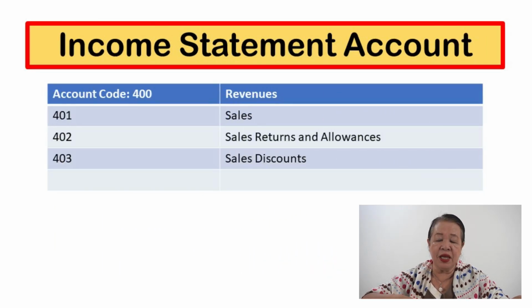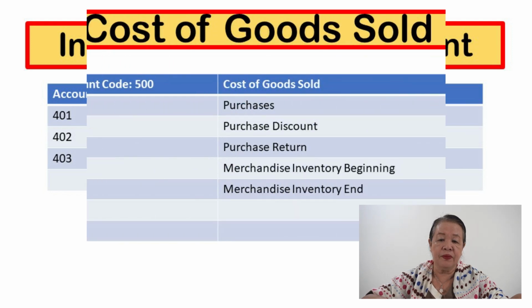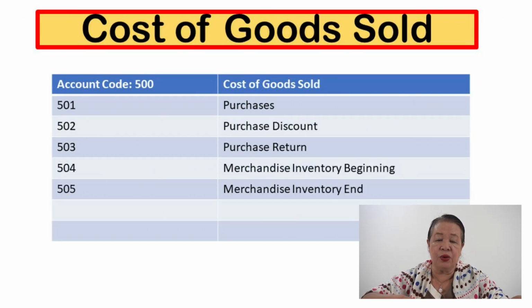For income statement accounts, we have account code 400. Sales is 401, sales returns and allowances 402, sales discounts 403. For the cost of goods sold, we have account code 500 since this is a general merchandise business. Purchases is 501, purchase discount 502, purchase return 503, merchandise inventory beginning 504, merchandise inventory end 505. That is our chart of accounts, which we will use when we record in the books.